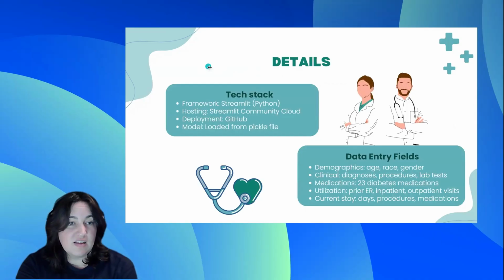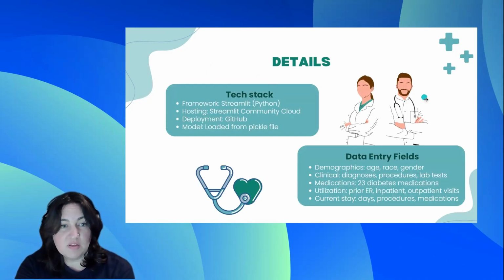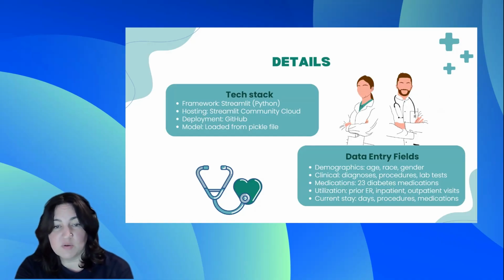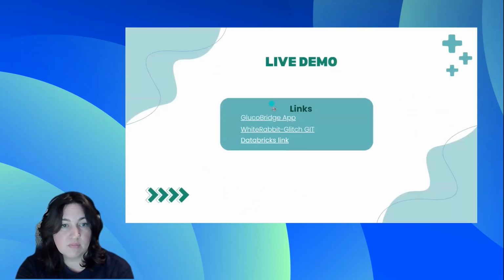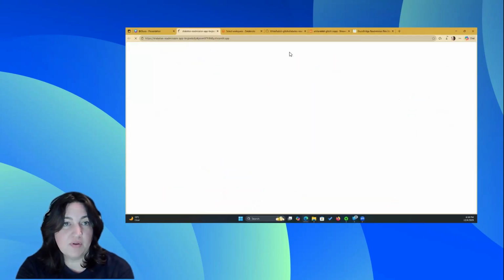So some of the details: I used Python for coding and Streamlit for deployment. I did this through GitHub, and some of the data entry fields that I used for this determination were demographics, clinical diagnoses, medications, prior ER and hospital visits, as well as the current stay. So let's go ahead and take a look at the app.